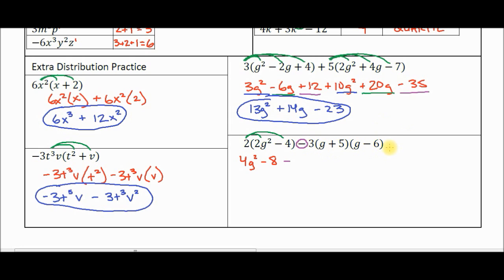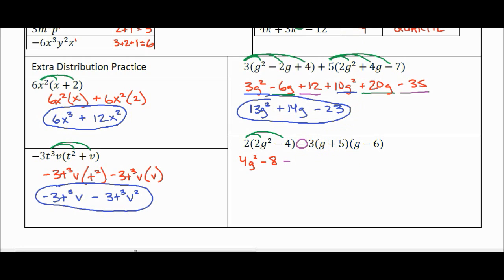Now don't worry, I'm not erasing it. I've already written it down. I've already taken it into account. So now I don't have to worry about it from this point forward. I'll deal with it a little bit later on in our problem. So let's take a look.